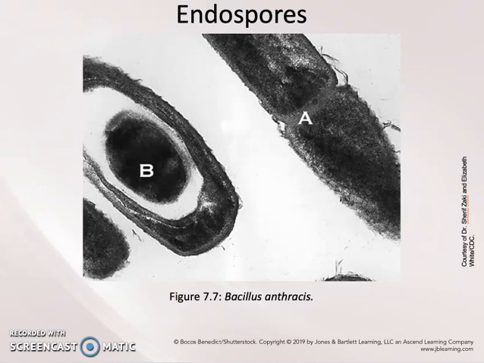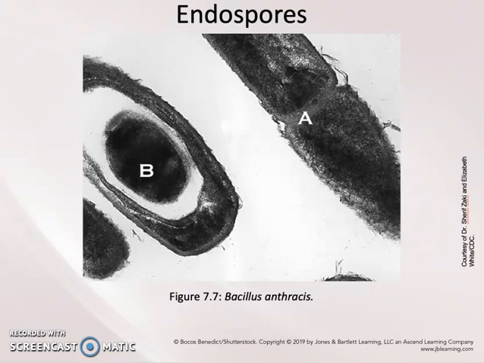Endospore forming bacteria include Bacillus anthracis, which causes anthrax, Bacillus cereus, which causes foodborne illness, Clostridium tetani, which causes tetanus, Clostridium botulinum, which causes botulism, and Clostridium perfringens, which causes gas gangrene, a common disease found in the Civil War.